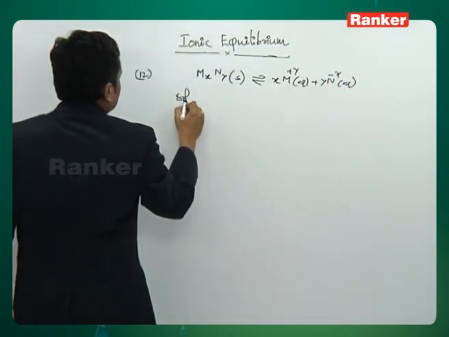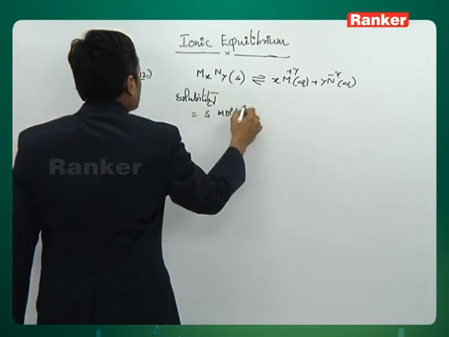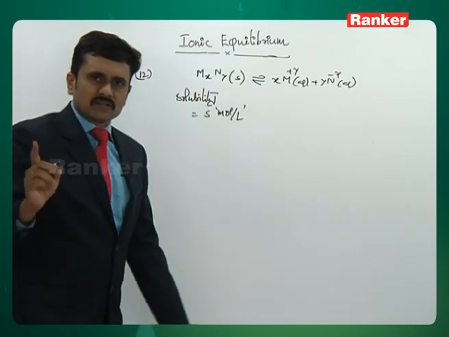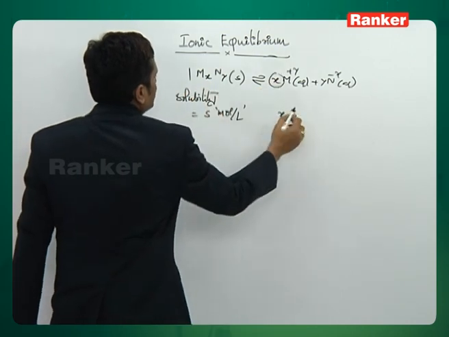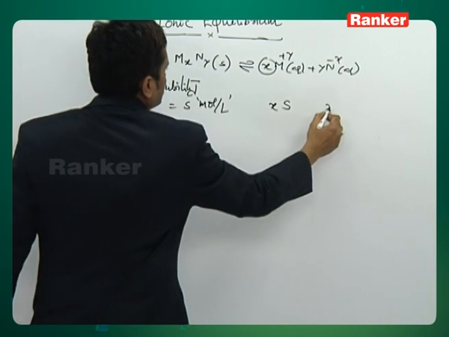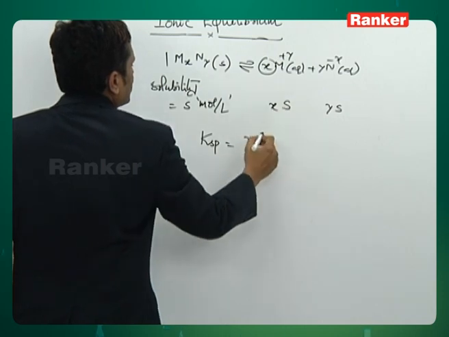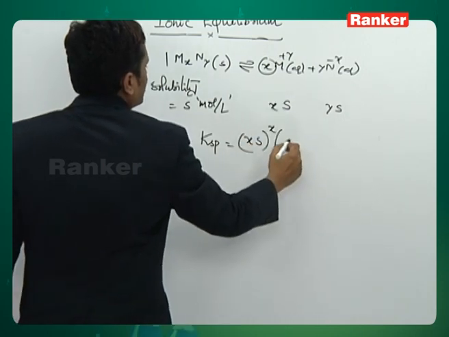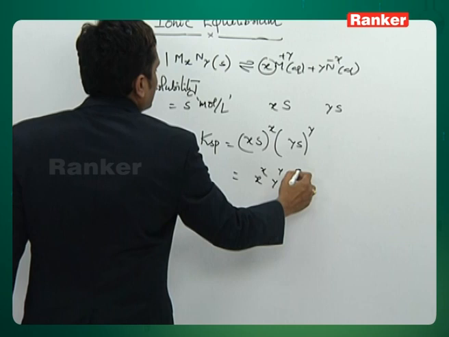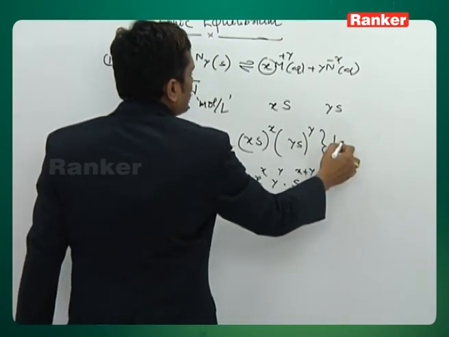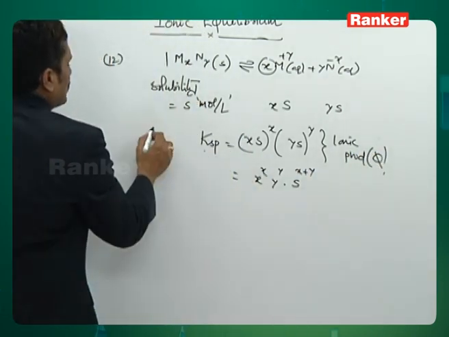Now if I assume the solubility of this salt as S mole per liter, that means S moles of this particular salt are dissolved per liter of the solution. Since it is not going completely into the solution, we have to use stoichiometry: for every 1 mole we are getting x moles, so for S we will be getting xS and yS. Now when I write the equilibrium constant Ksp, I will be writing the concentration of M^y+ to the power its stoichiometric coefficient and the concentration of N^x- to the power its stoichiometric coefficient. It turns out to be x^x into y^y into S^(x+y). Now whatever I have written on this side is called the ionic product, something like Q, and this is nothing but your solubility product.